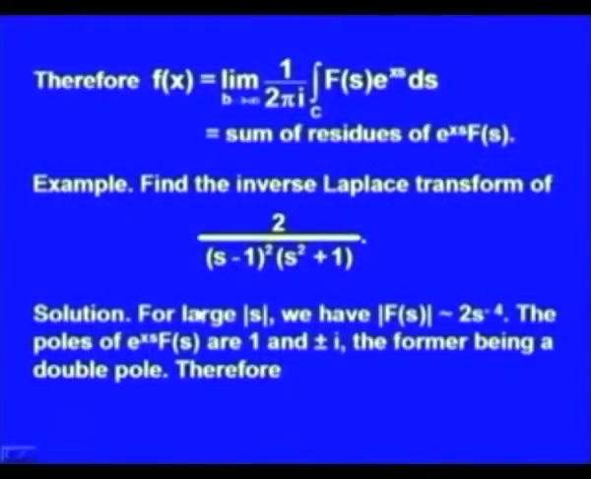Let us find the inverse Laplace transform of this function of s, 2 over s minus 1 whole square into s square plus 1. Now, we can see that for large values of modulus of s, this f s is asymptotic to 2 times s to the power minus 4. And the poles of e to the power x s into f s, poles meaning the singularities of this function f s, occur at s equal to 1 and s equal to plus minus i. At s equal to 1, we have a pole of order 2, and at s equal to plus minus i, we have a pole of order 1. These concepts follow from the complex analysis.